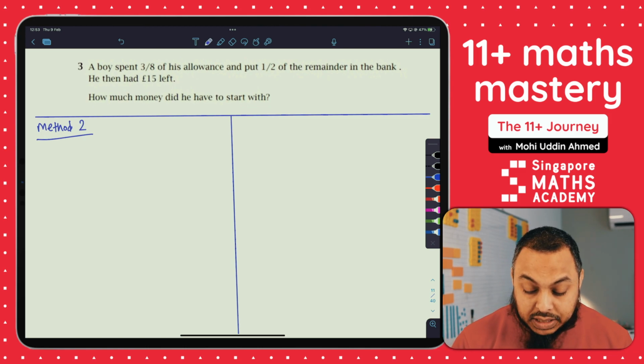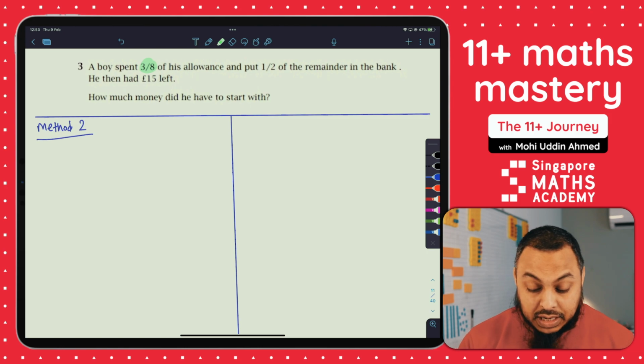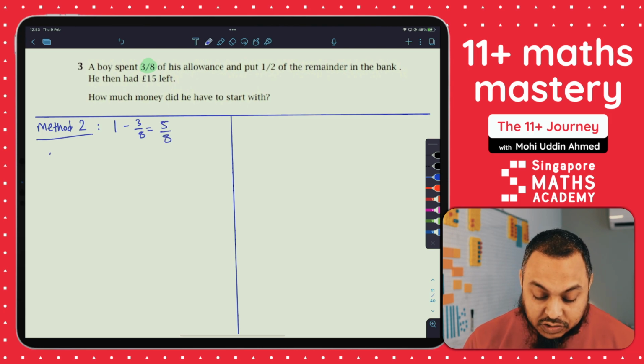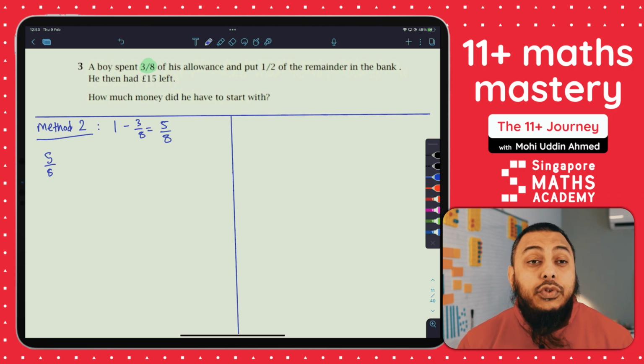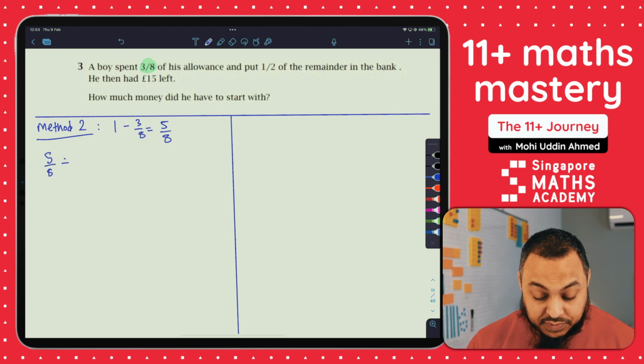The first question would be something like, if the boy spent 3/8 of his allowance, how much of his allowance is left? 5/8, right? So the first part of the strategy is 1 take away 3/8, which is 5/8. Great, so we've got 5/8 remaining, and we know that he's going to spend half of the remainder and put it in the bank. So how do I do that? It's 5/8 of his allowance divided by 2, right?